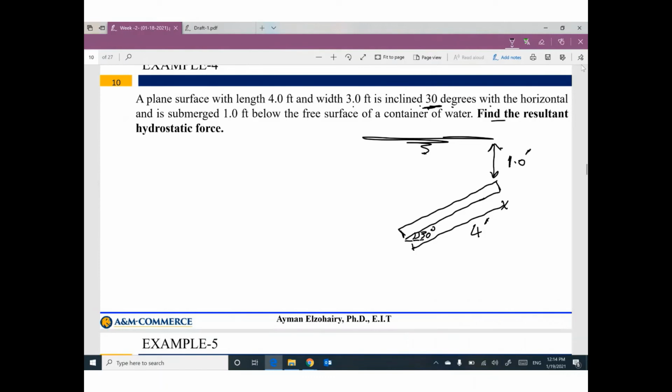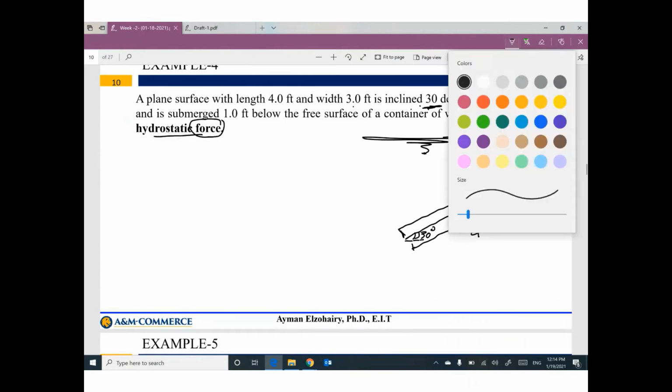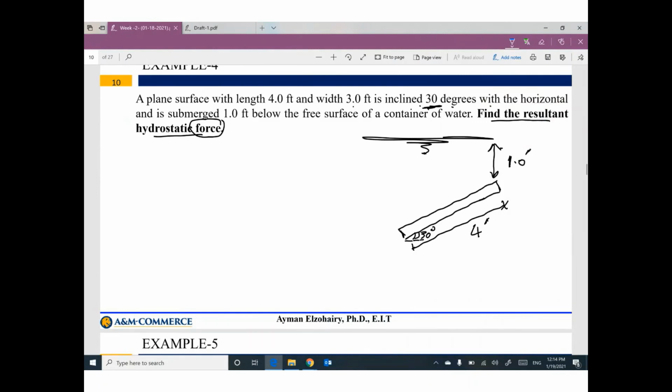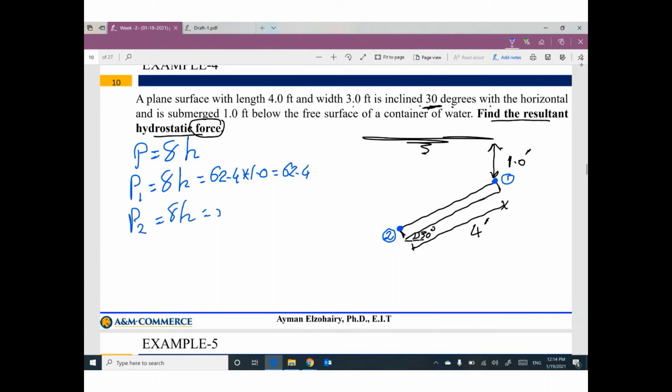We are looking to find the resultant hydrostatic force, not pressure. We need to convert the pressure to force. Okay, first of all, we will have 2 points, one at the top, one at the bottom. Pressure equals gamma H. P1 equals gamma H, 62.4 times H of 1, your value will be 62.4. P2 equals gamma H, gamma 62.4.